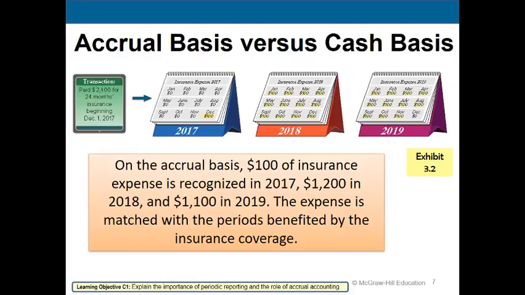We prepay it December 1, 2017. We recognize an expense for December of 2017, 1 month. In that next year, we recognize expenses of $1,200 for the whole year, $100 per month. And then in that last year, 2019, we have a benefit over 11 months, January through November.